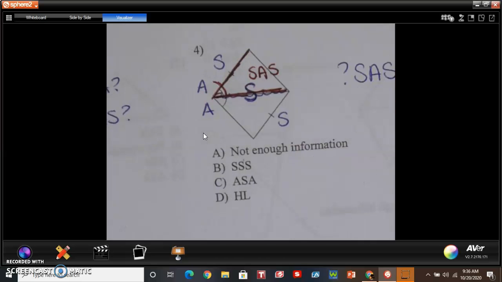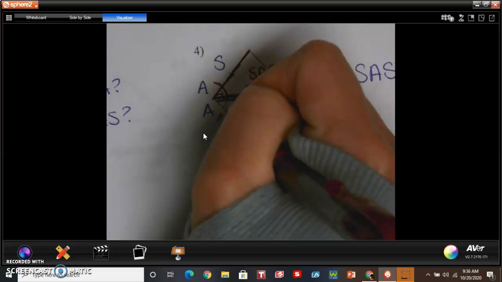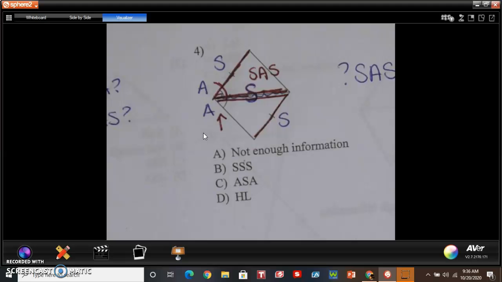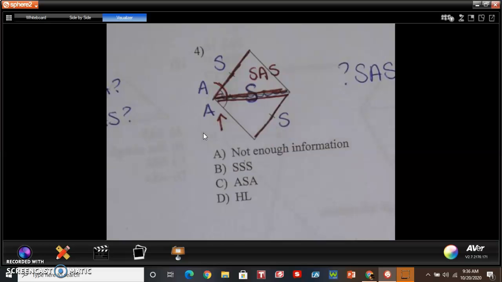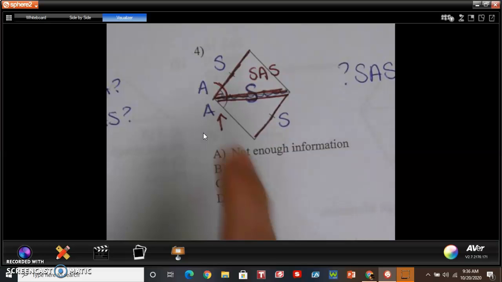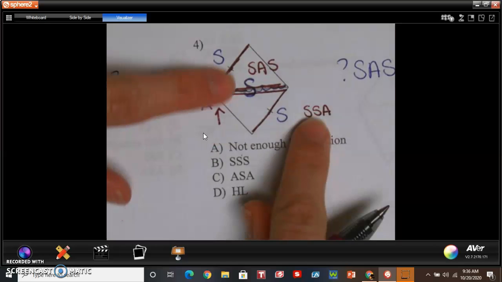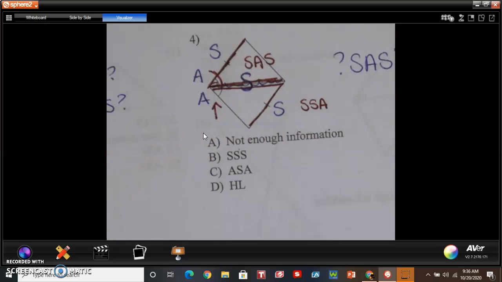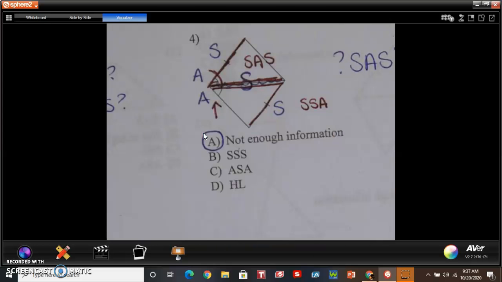Let's check the other one by connecting these sides. Uh-oh. That angle is not in between those two sides. It's actually saying side, side, angle, okay? So if they're not matching, and I'm not going to write that word, I'm going to write it backwards. If they don't match, then they are not congruent or not enough information. Okay?